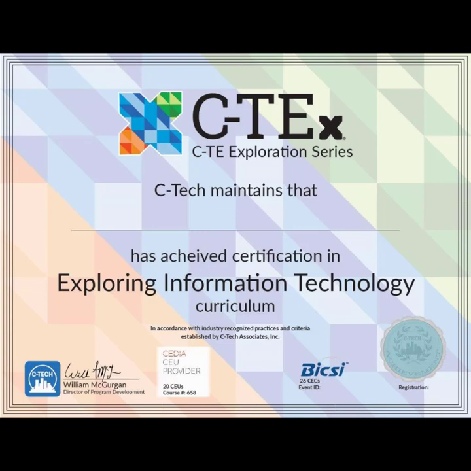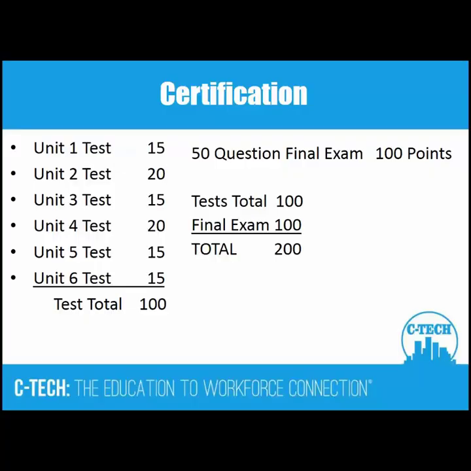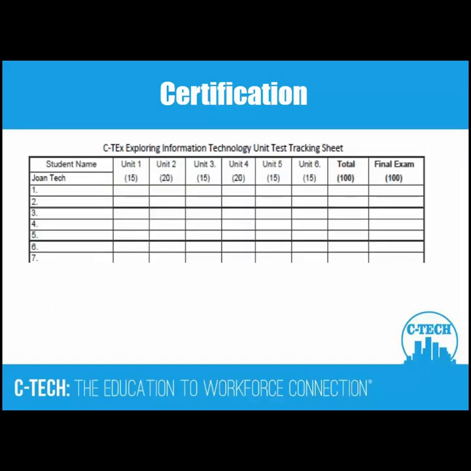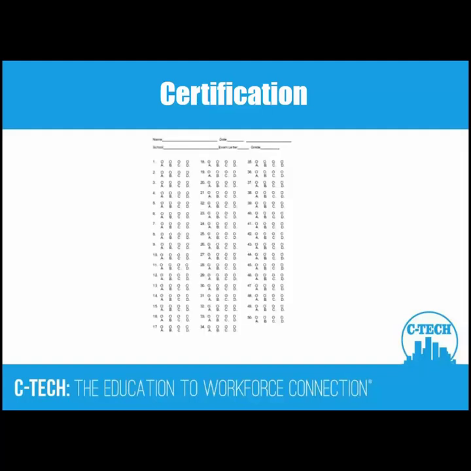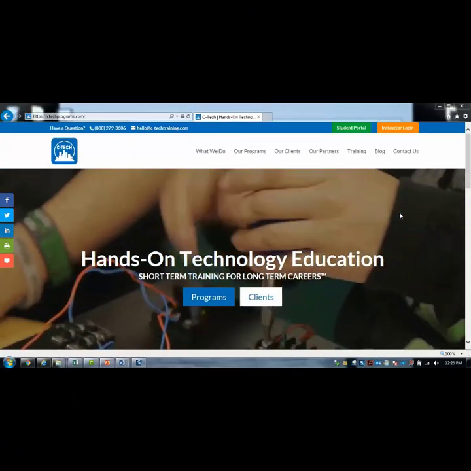As we explained earlier, this is a certified course with both BICSI and CDIA CECs. For certification, we require the unit test total score as well as the score for the final exam. A unit test tracking sheet is provided. Students use the bubble sheet for the final exam answers. This form would be scanned and uploaded to the website.